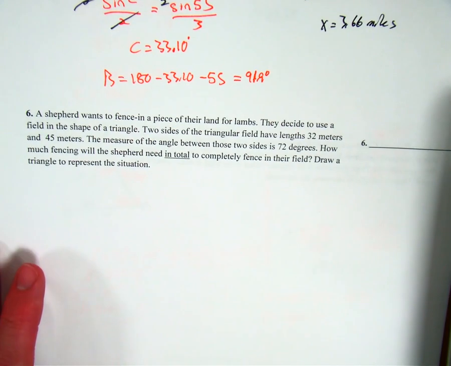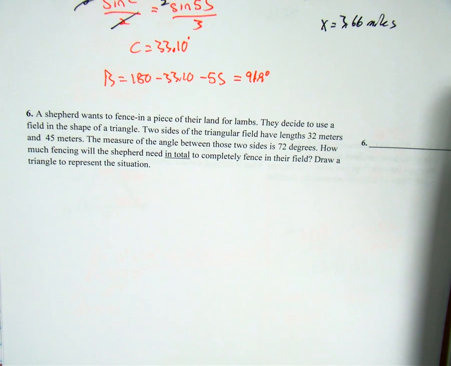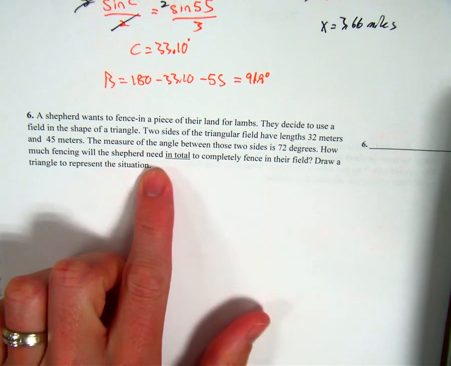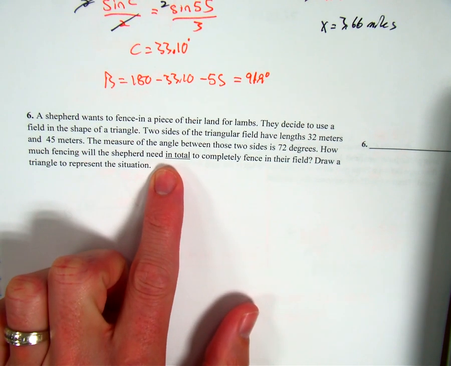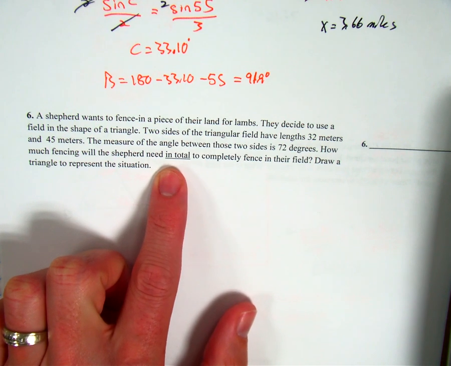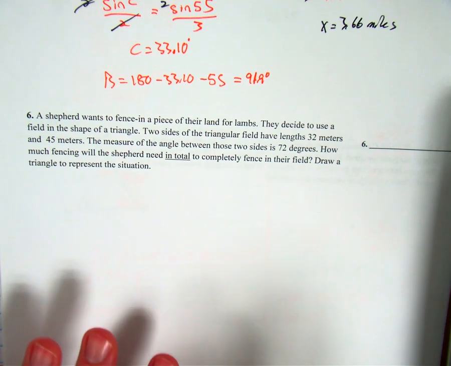A shepherd wants to fence in a piece of their land for lambs. They decide to use a field in the shape of a triangle. Two sides of the triangular field have lengths of 32 and 45, and the angle between them is 72 degrees. How much fencing will they need in total? Okay, so we're going to need to find the third side, and then add it all up to see how much fence they need in total.